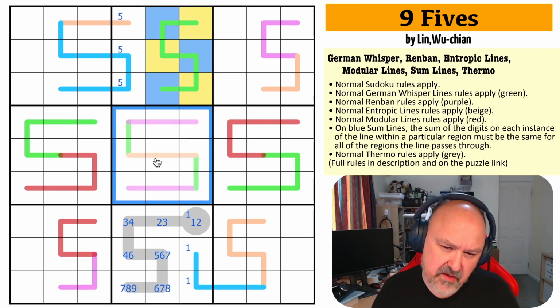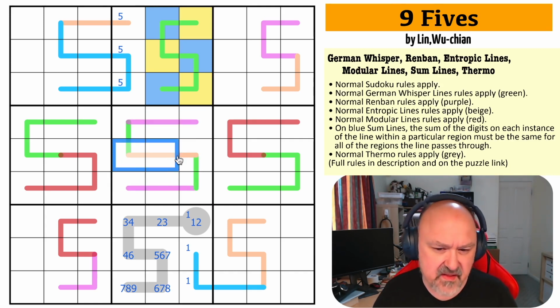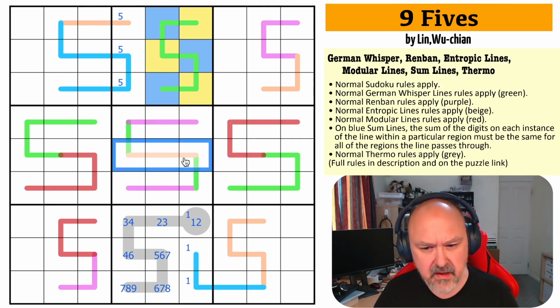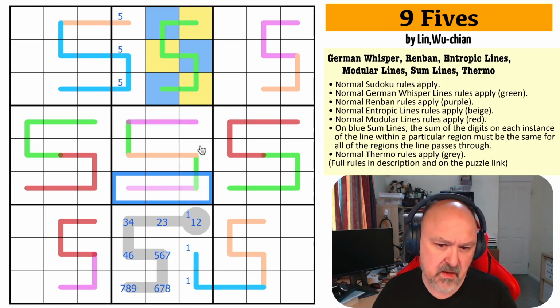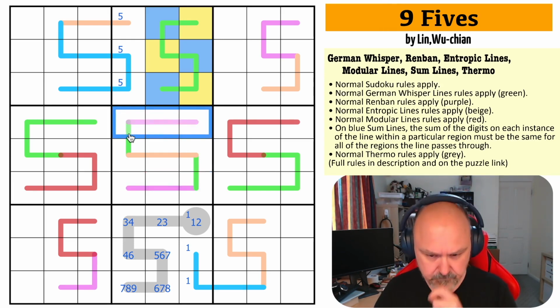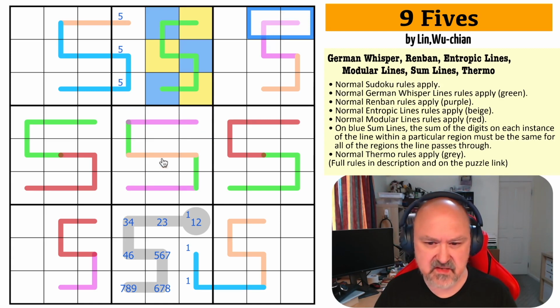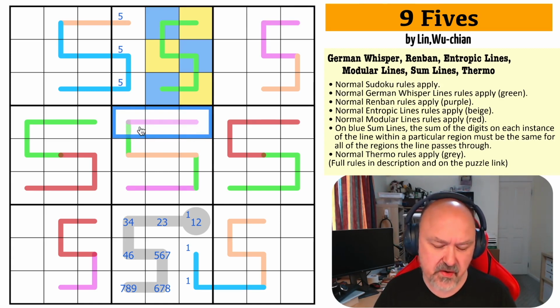And I kind of had started realizing, hang on a minute, this is an entropic line, and it must contain a low, a middle, and a high digit. So there's a problem with 1 and 9. Because if I put 1 on a Renban, then the Renban is forced to be, like I described up here, 1, 2, 3, which means all of the low digits are taken. The same down here.